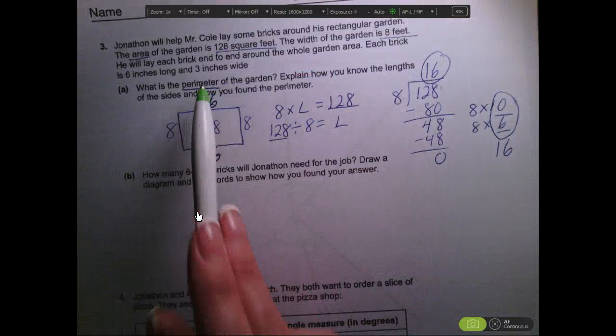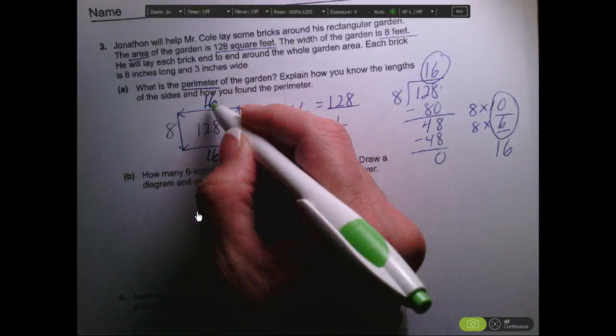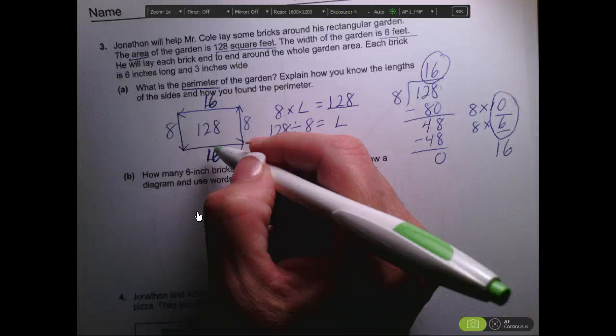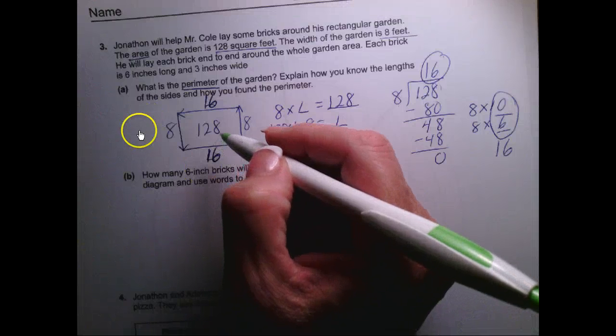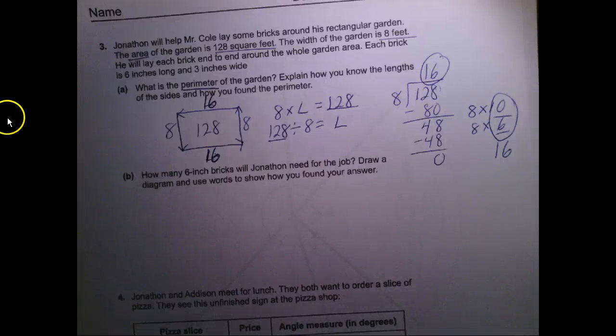So to find the perimeter, we want students to think about if you walk all the way around and we add 16 plus 8 plus 16 plus 8, what would we get? So that would be the perimeter of this shape.